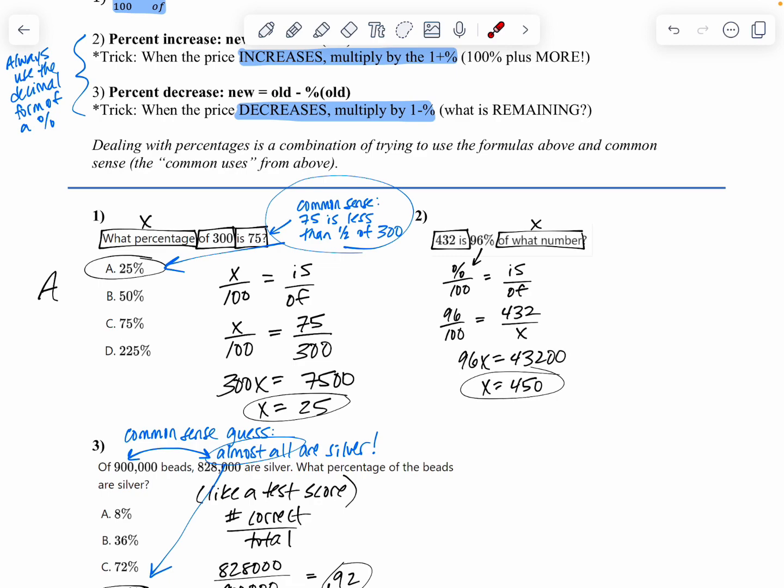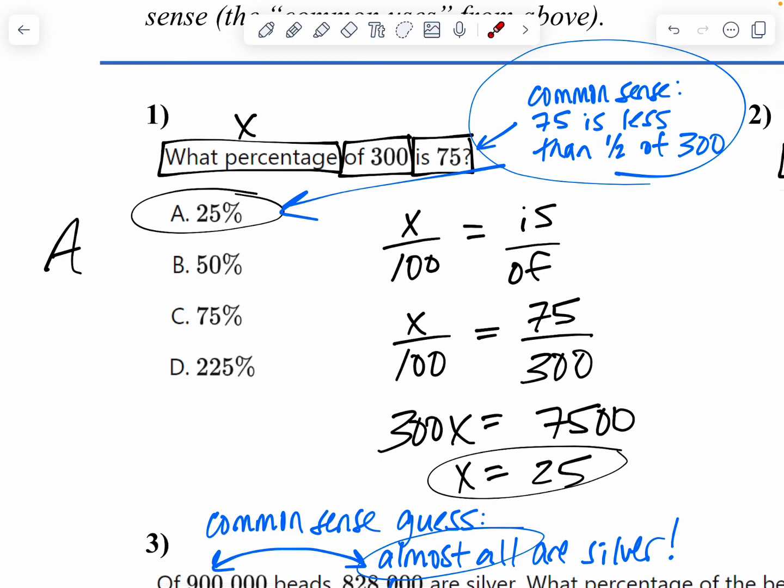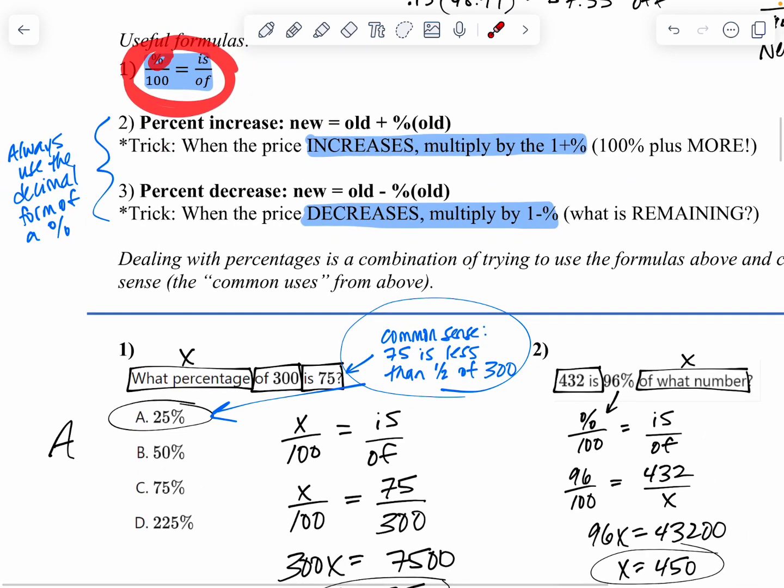So let's go. Number 1, what percentage of 300 is 75? Very basic question, but what percent means I'm putting x over 100. Remember, this formula right here is what I'm using. The percent I don't know, so that is where I put my x over 100. And the 300 is the of number, so that goes here. Notice it's on the denominator. These are in alphabetical order. If it helps you, is goes on top of. And then the is number is 75, so that one goes here.